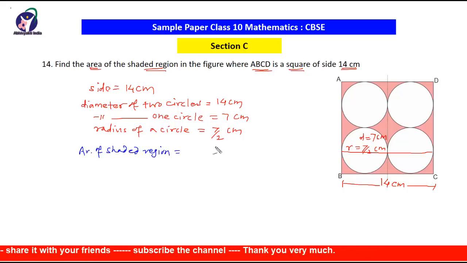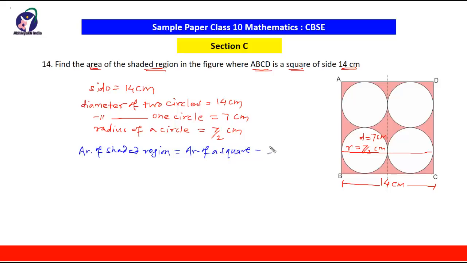is equal to area of this square, this complete area, minus area of these four circles. If you take out the area of these four circles, you will get the area of this remaining portion or the shaded portion. So it will be area of a square minus 4 into area of a circle.